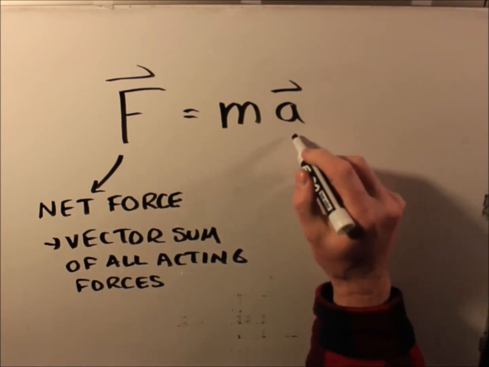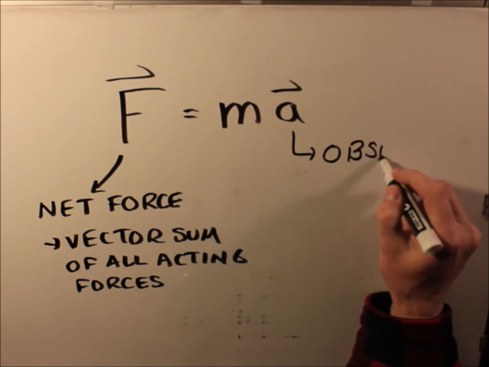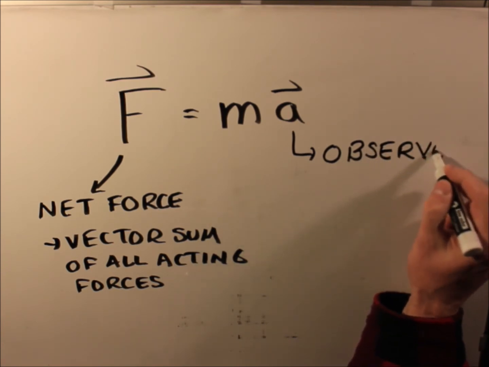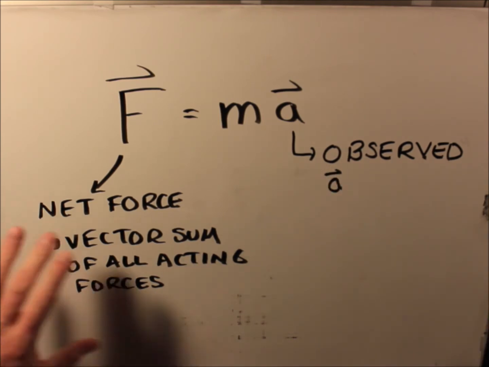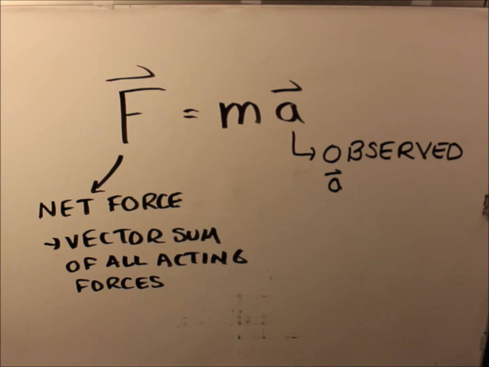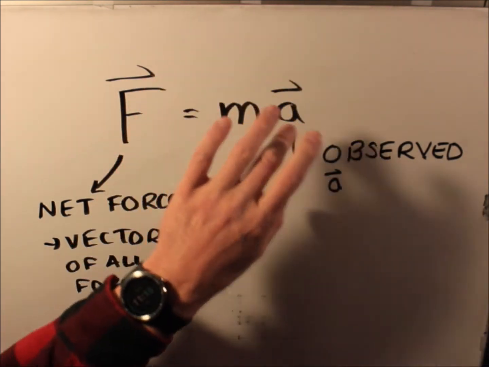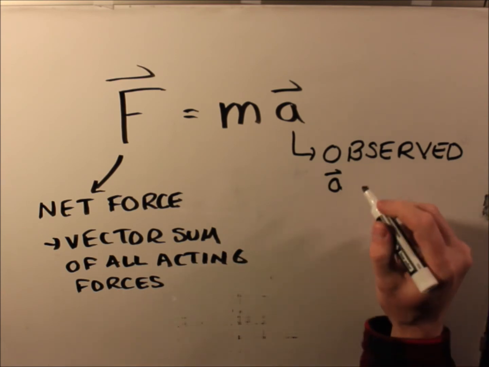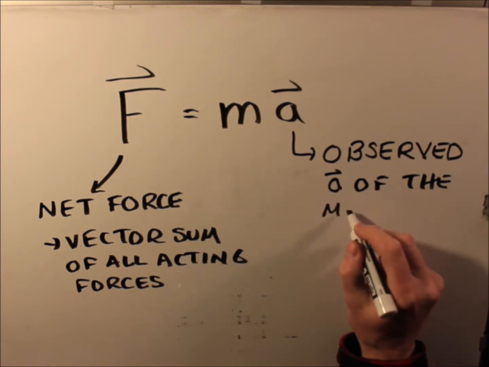The acceleration that is described here is the observed acceleration. Sometimes people will say, well, each force has an acceleration, we add them together. That's not true. There's only one acceleration. That's the one that actually occurs on the object. The important point is to recognize that that's what this means. The acceleration we're talking about is the observed acceleration of the mass m.